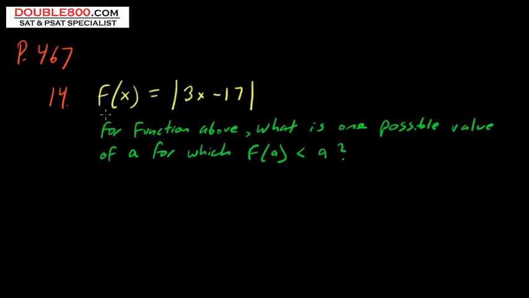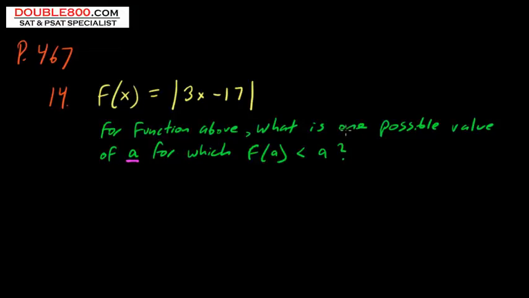We're given a function, f of x is defined as the absolute value of 3x minus 17. And the question states, for this function above, what is one possible value of a, this is the letter a, for which f of a is less than the value of a.